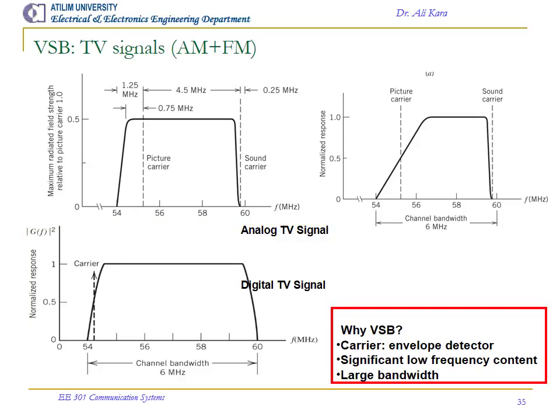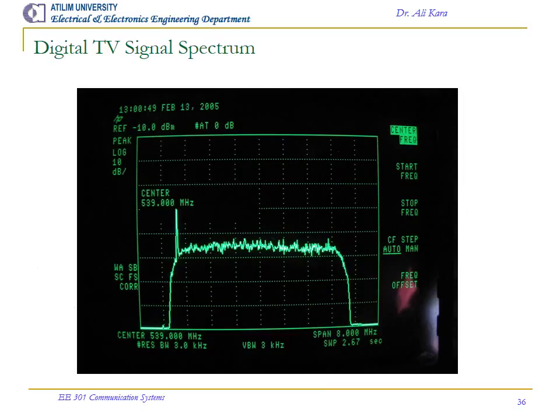Why VSB? Detection is easy. Envelope detector. Significant low frequency content. Large bandwidth. Digital TV signal spectrum. Here is a digital TV spectrum in VSB modulation format.